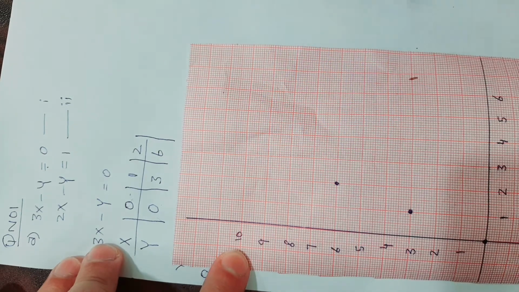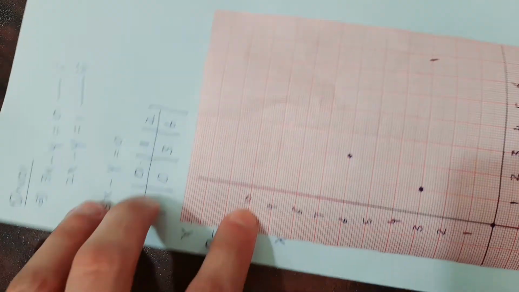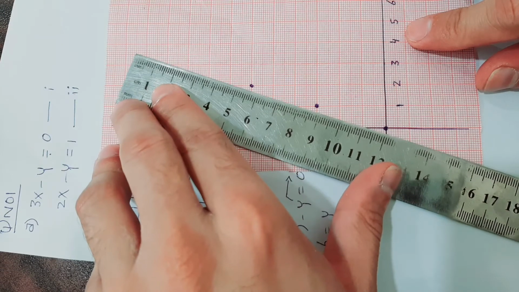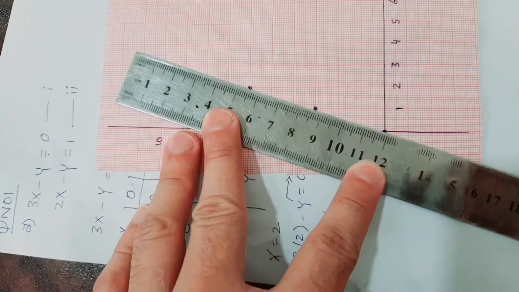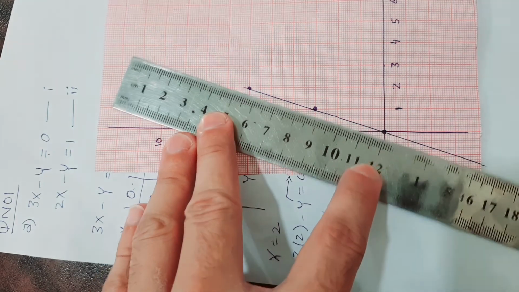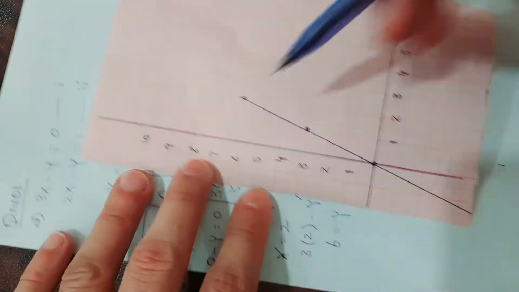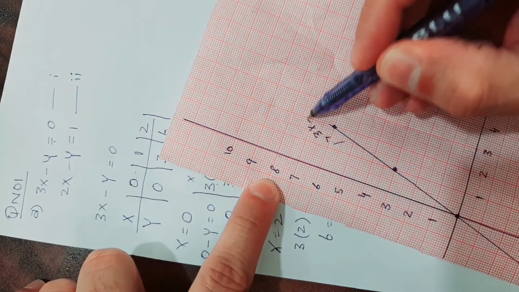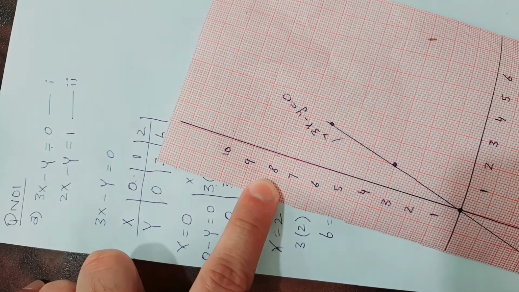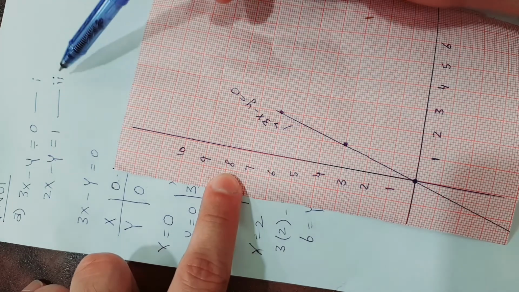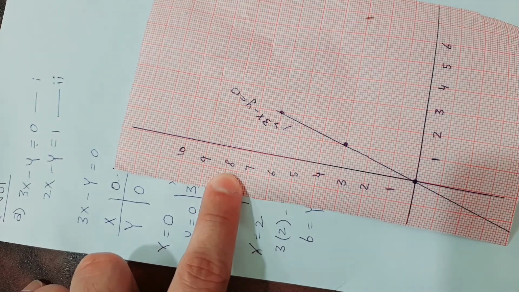On your graph, join them with a straight line. So joining these points using a straight line, that will be a line like this. Now this is the graph for 3x minus y equals 0. Now you have to plot the graph for the second equation, and the point of intersection will be our answer. So plotting the graph for the second one.